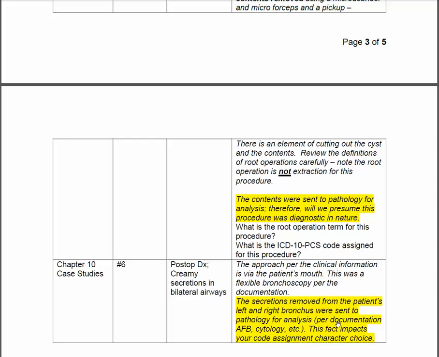So you do have two clinical locations where these secretions are coming from. You have the right lower lobe bronchus and the left lower lobe bronchus. Bronchus is not the lung. Different piece of anatomy in the respiratory system, but make sure you're choosing the right body part value. But first you have to decide what is the root operation. So what is the intention? They go in, they look around, they look at the trachea, they look at the vocal cords, then they arrive at the bronchus and they take out these creamy secretions. They are not solid in nature.